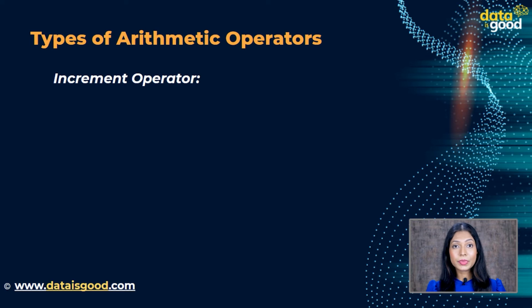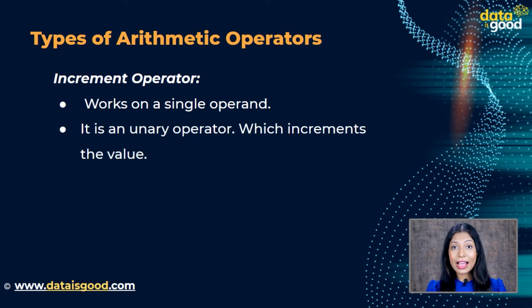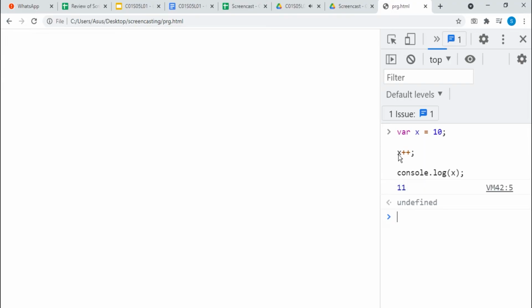Increment operator. Now there are some operators in JavaScript which work on a single operand instead of 2 operands like addition, subtraction, multiplication, etc. That means the increment operator is a unary operator. It increments the value of a variable by 1. The plus sign is added after the variable. After assigning 10 to the variable x, we increment it by 1. Therefore, the output is 11.